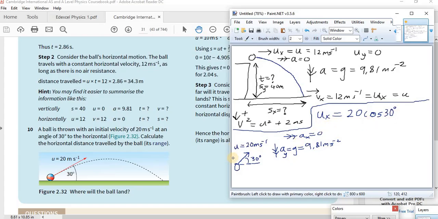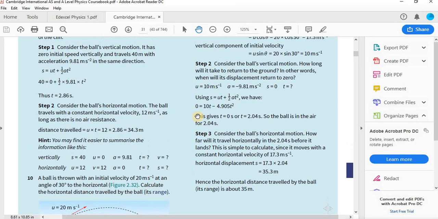Okay, and then we can also see the component in the vertical direction. So if it sweeps the angle this way, then perpendicular to that side, it will be uy, which is uy equals 20 sine 30. Sine 30 is half. So this will be equal to 10 meters per second. So it is projected at an angle of 30 degrees, and if you take the vertical component of the initial velocity, that will be 10 meters per second.